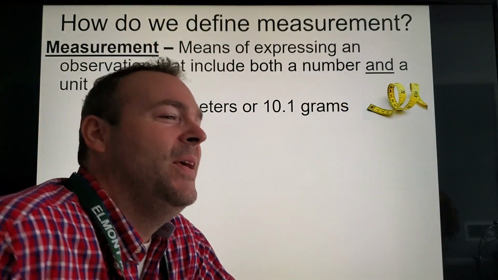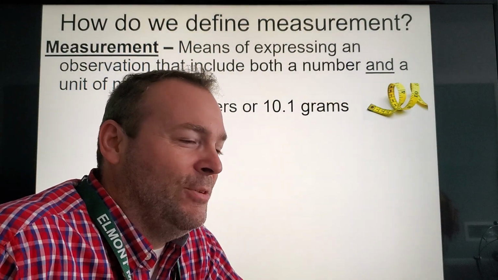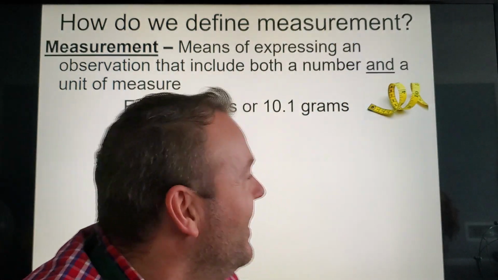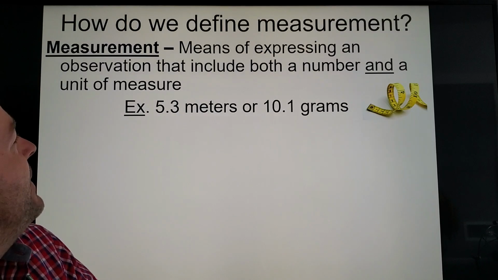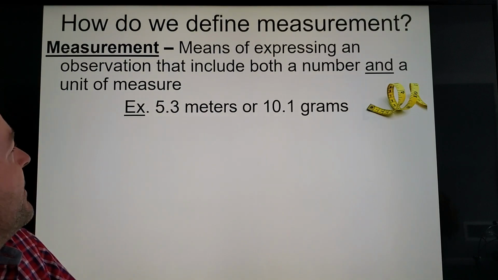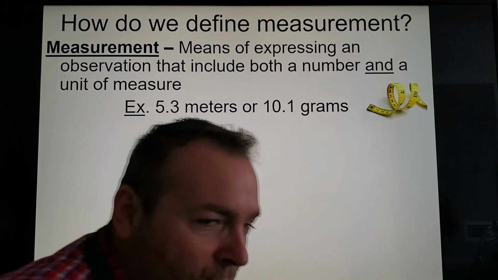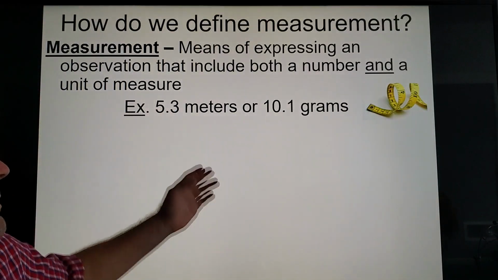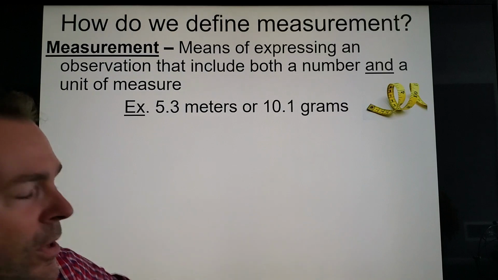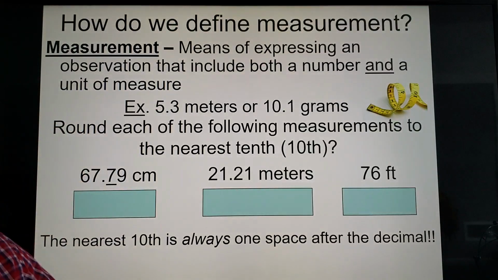It's true, though. When somebody gives you a metric measurement, a lot of times, if you're not used to it, you have no idea for comparison of size. Okay, so how do we define measurement? Well, this is all in there, right? Means of expressing an observation. Usually includes a number and a unit, of course. For example, 5.3 meters or 10.1 grams, right? There's a number and a unit.